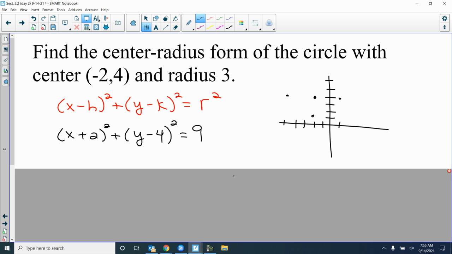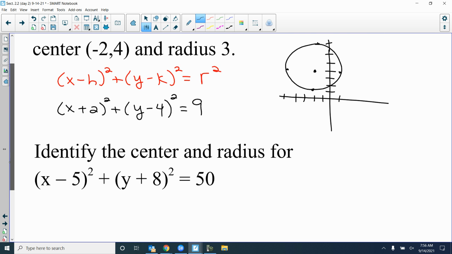And then 1, 2, 3. And so you should be able to, oh, that's not a great circle. A little off. But that's all you have to do once you get the center and once you have the radius.